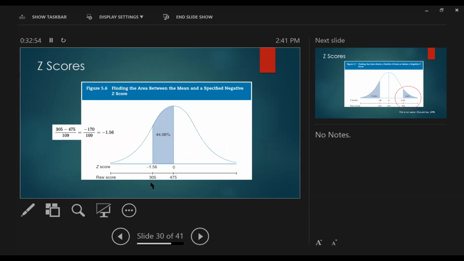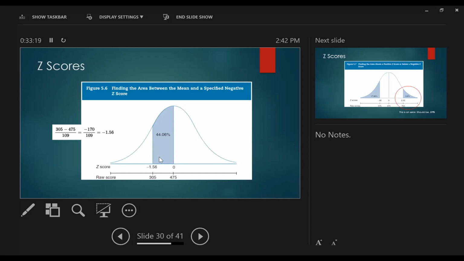Now, let's say writing is maybe not your strong suit. Nothing wrong with that, right? You got a score of 305. So now I would need to do the exact same calculation. I take my score, 305, minus the mean, which I know to be 475, divided by the standard deviation, which is 109, which gives me a z-score of negative 1.56.